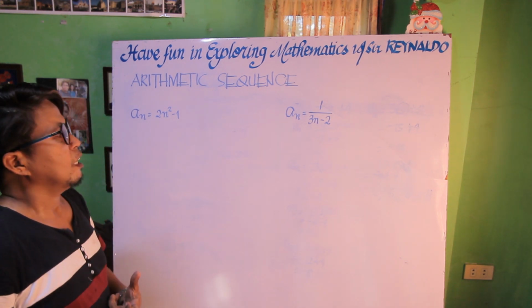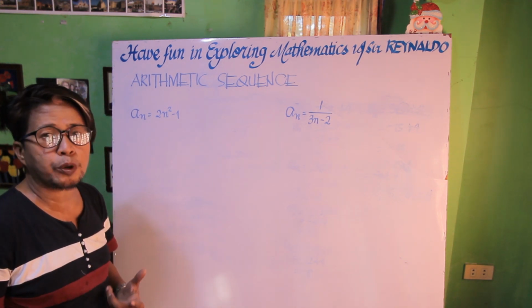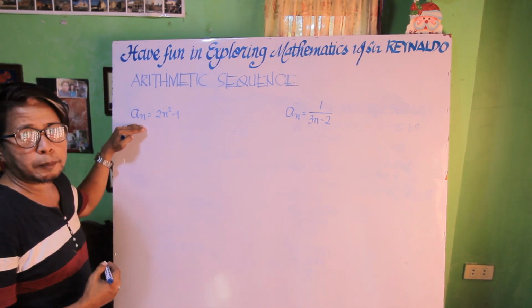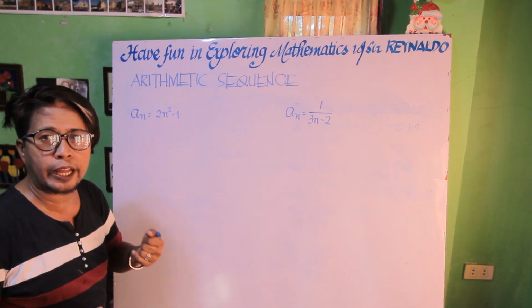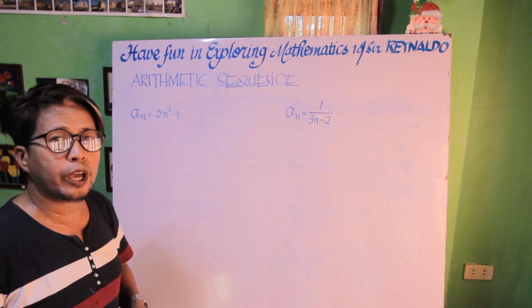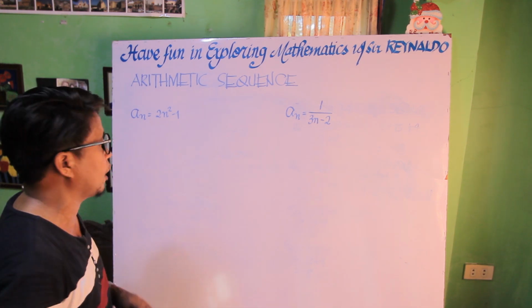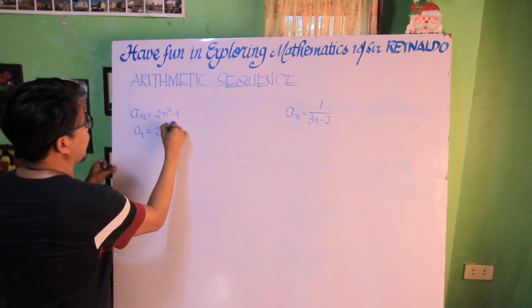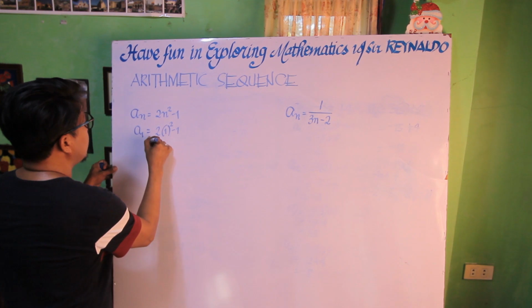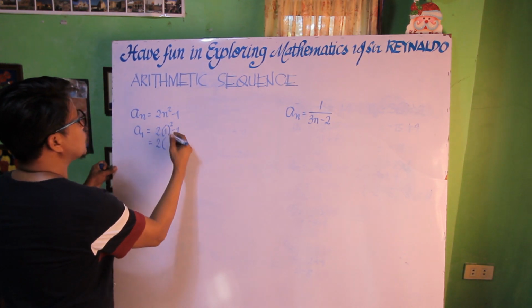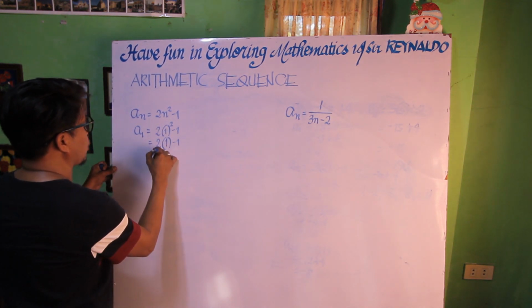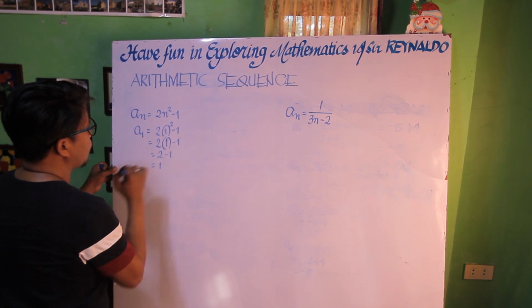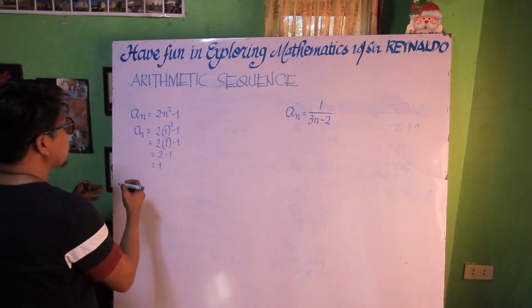So again, by rote learning, we are just going to follow what we did a while back. So simply, we have to substitute the value of n as 1, 2, 3, 4, 5 because we are just getting the first 5 terms. So a sub 1 is equivalent to 2 times 1 squared minus 1. 1 squared is still 1 minus 1. So we have 2 times 1 is 2 minus 1, that is equal to positive 1.